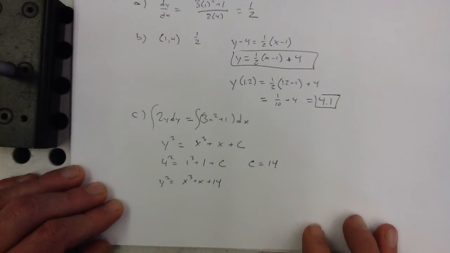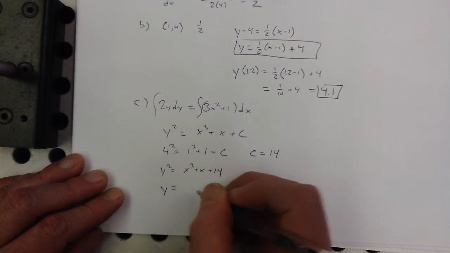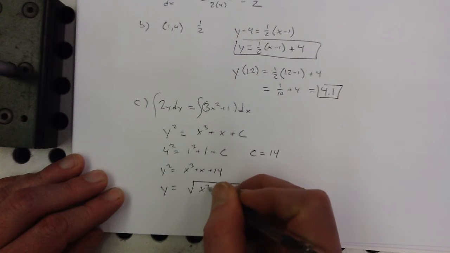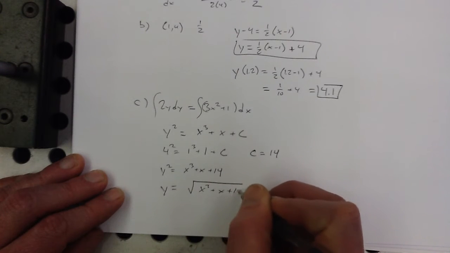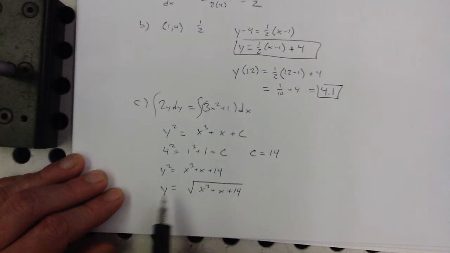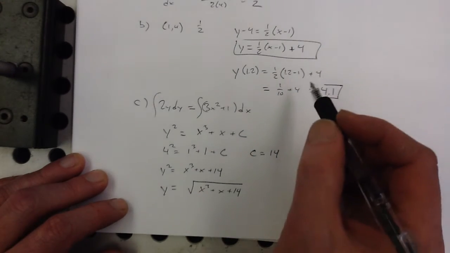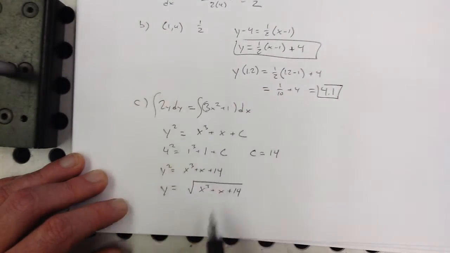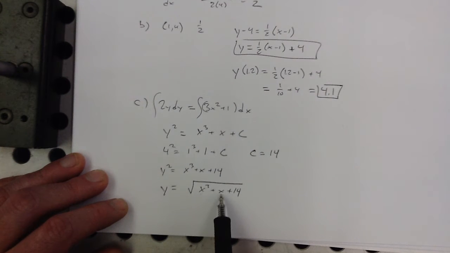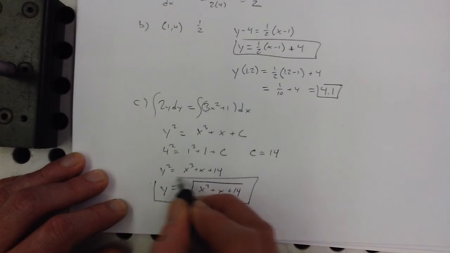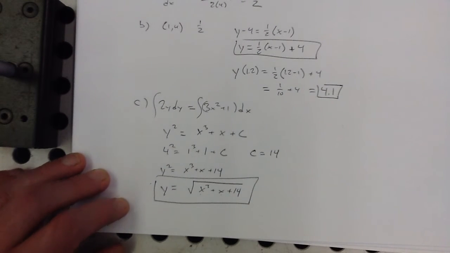And solving for y, that would give me y equals plus or minus the square root of x cubed plus x plus 14. But we can't have a plus or minus there because that wouldn't be a function. So we need to figure out, this is supposed to go through the point (1, 4), right? So if I plug 1 into this, 1 plus 1 plus 14, the square root of that is 4. I want the positive version of this, right? If I had the minus, that would give me negative 4. So that is the right one. Not the plus or minus, it's the positive one that we want.